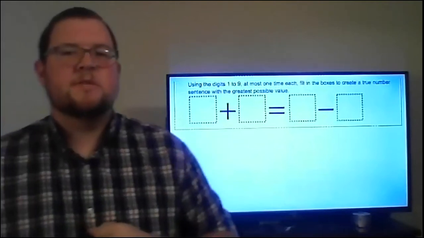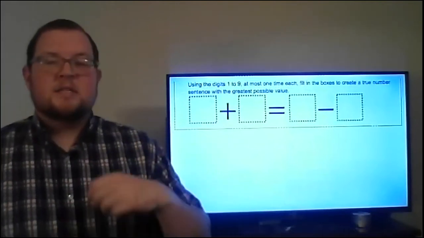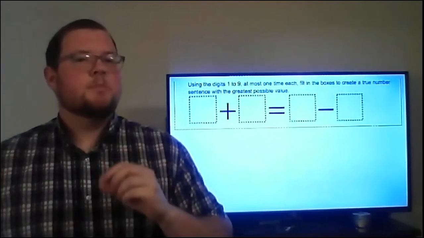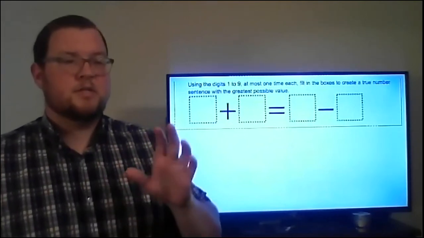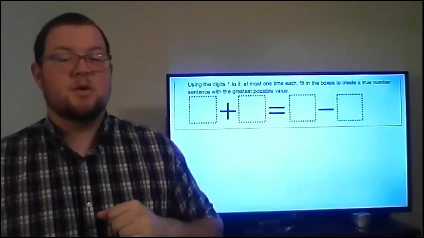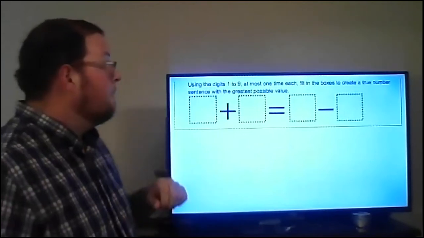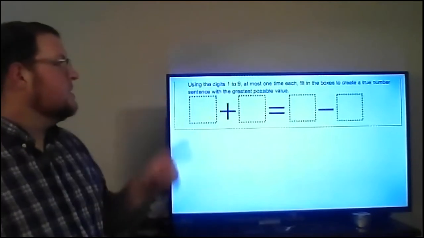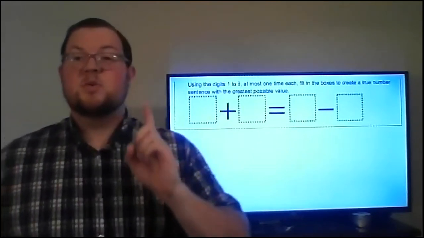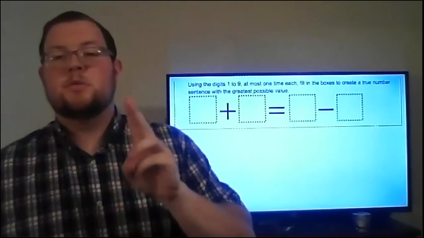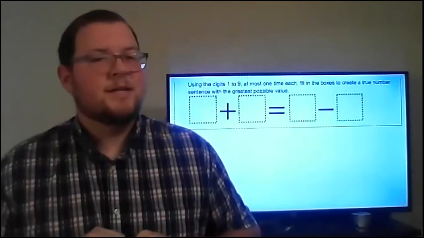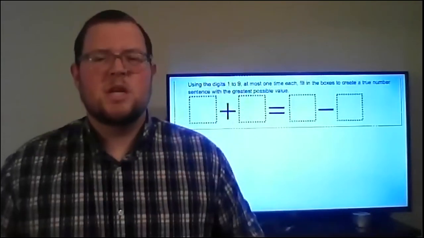Now, the last piece of our lesson today is balanced equations. We talked about this a little bit in the past, the last month or so that we were together at school. But what we want you to do is, using the digits 1 to 9, you can use any number, 1, 2, 3, 4, 5, 6, 7, 8, 9, but not 10. So 1 through 9, you use any of those numbers.